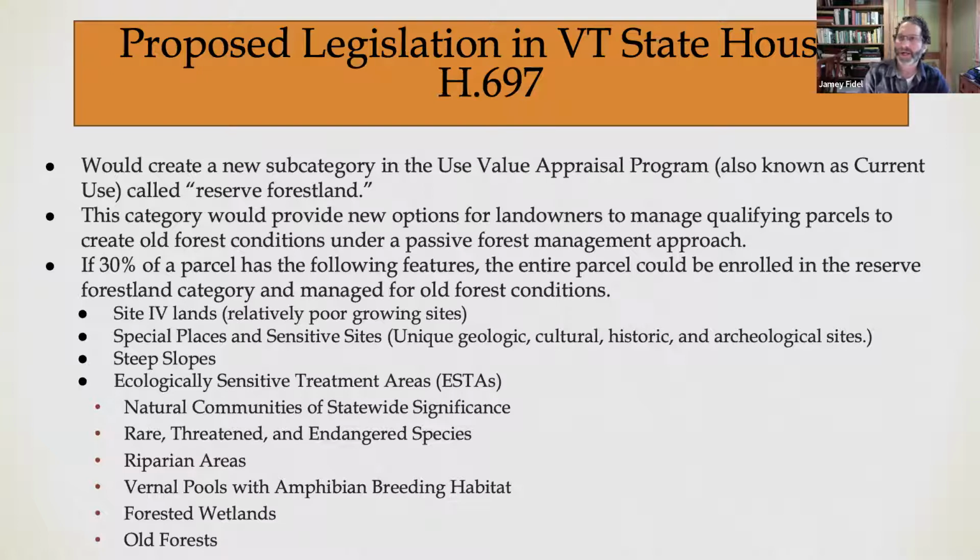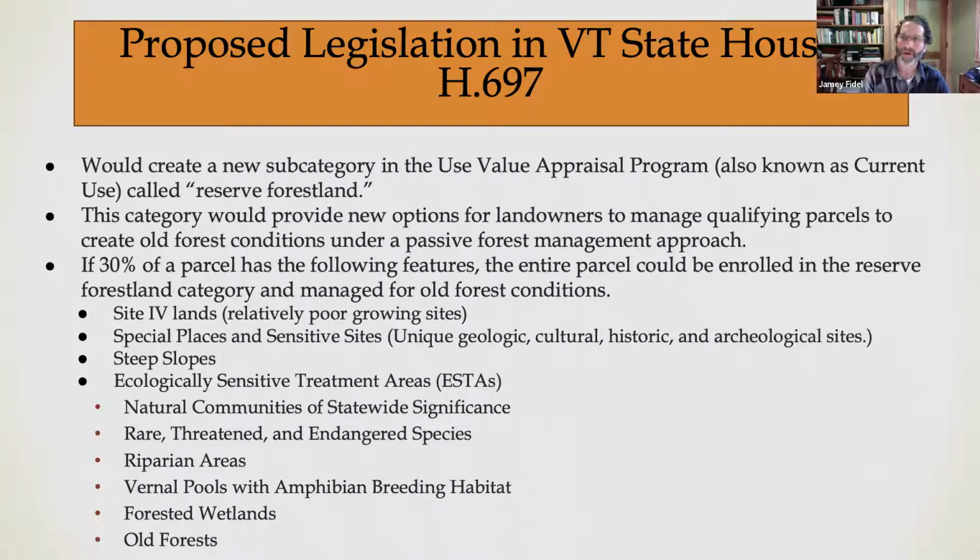And then H697 is a bill that passed the House already with a very strong vote and is now in the Senate for consideration. And this would create a new subcategory in our current use program called reserve forest land. And it would allow qualifying parcels to create old forest conditions under a passive forest management approach, meaning you wouldn't have to harvest the land. It could be for old forest conditions over time.